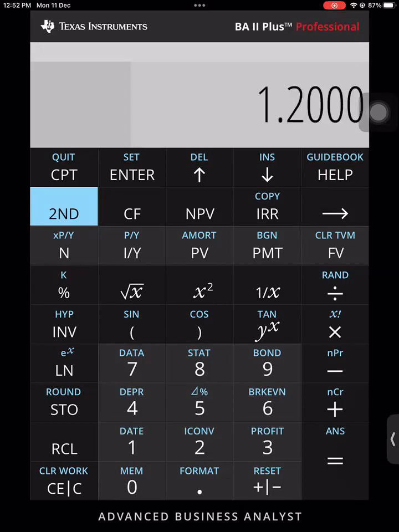1.2 into 1.1 into 0.95, raised to 1 divided by 3, bracket close. Minus 1 into 100. Yeah, 7.84. Correct.